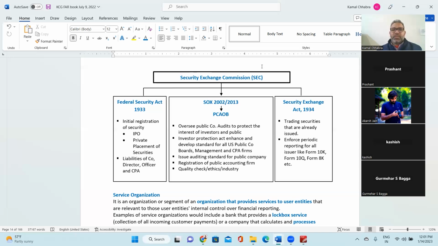Make sense? So what is the SEC? The Securities Exchange Commission, right? The majority of their work comes under the Federal Securities Act of 1933, the Securities Exchange Act of 1934, and the SOX Act 2002, amended in 2013. Everyone good? Yes, sir.